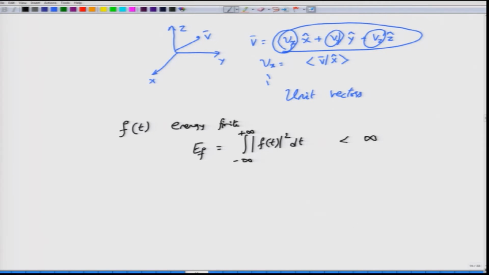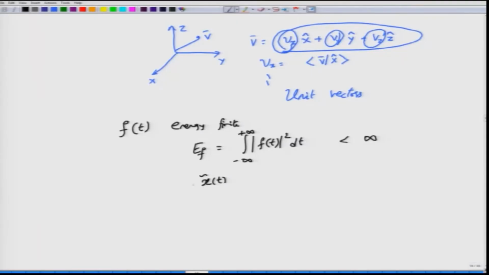For example, our complex envelope was actually a complex signal. So, if you go back to the complex envelope, take the magnitude square of this complex envelope and then integrate it over whatever the range the complex envelope is present or defined, then this will give you the energy of the complex envelope.